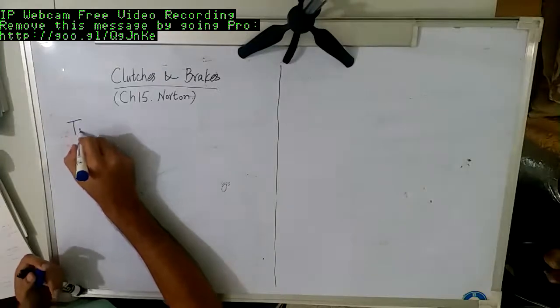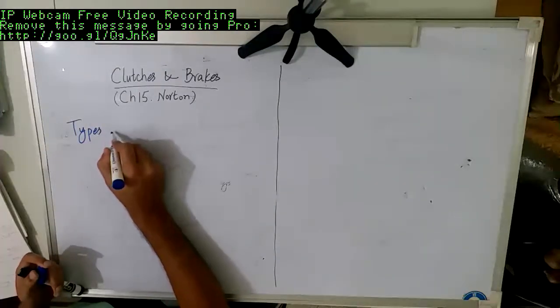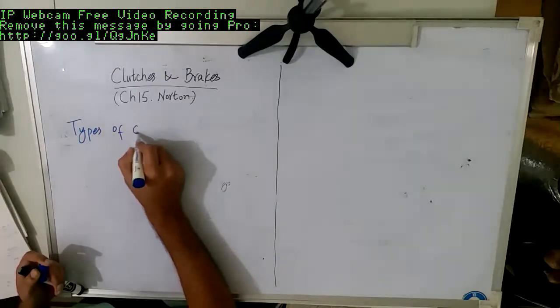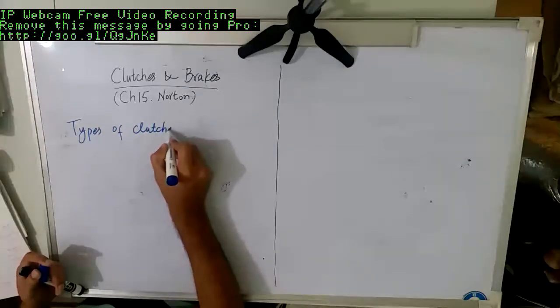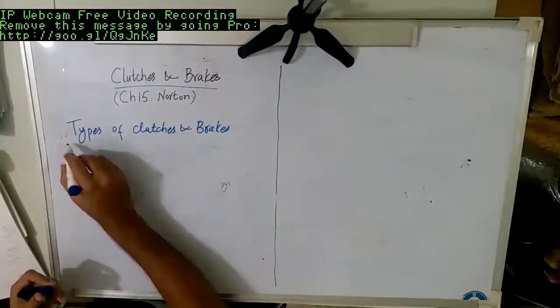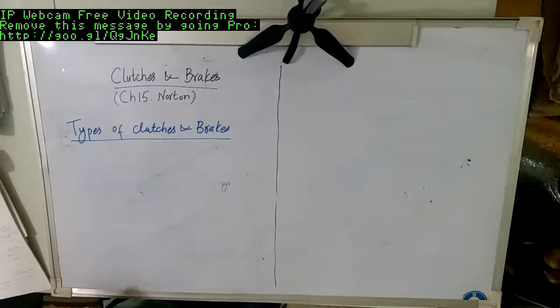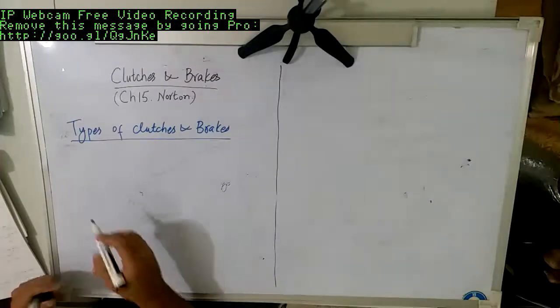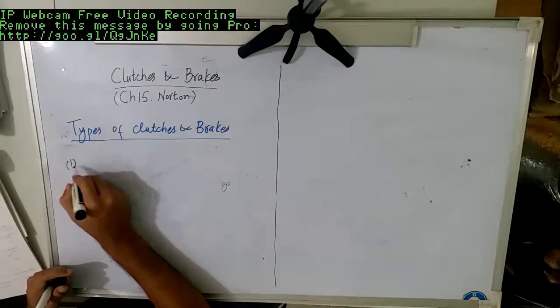So let's start the topic, types of clutches and brakes. So there are mainly three types. We will study all of them one by one.